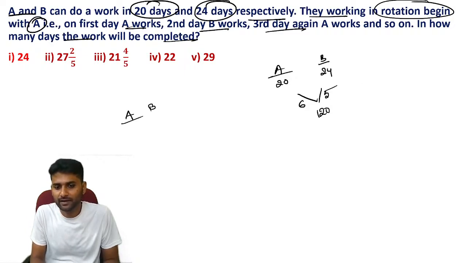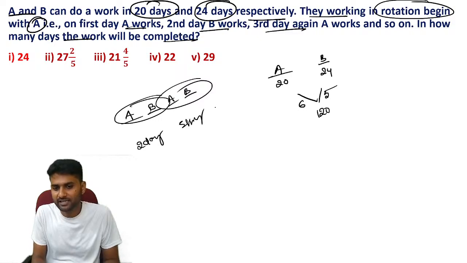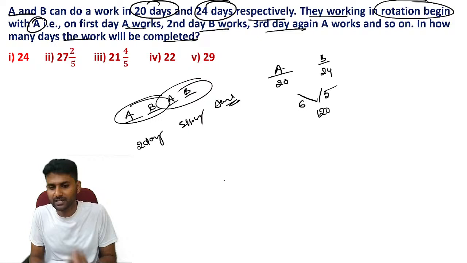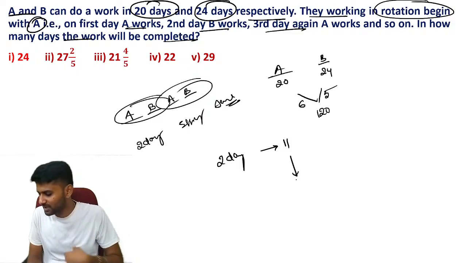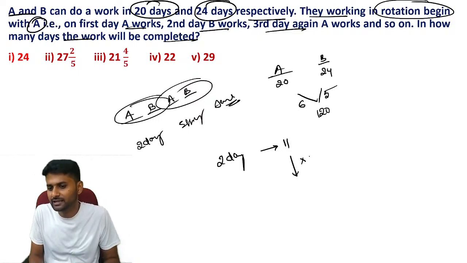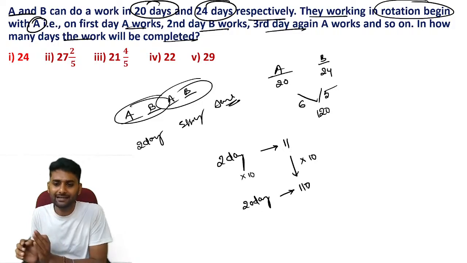Day 1 A, day 2 B, day 3 A, day 4 B. Now you should understand that every 2 days the efficiency is the same. So that is the point you should understand. In 2 days, they are going to complete 11 units. So you never get 120 as a multiple of 11, right? That's why we will take the nearest multiple. If you multiply both sides by 10, then 20 days. In 20 days, they are going to complete 110 units.